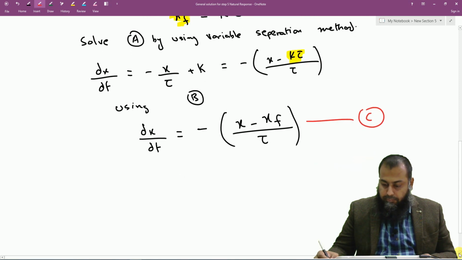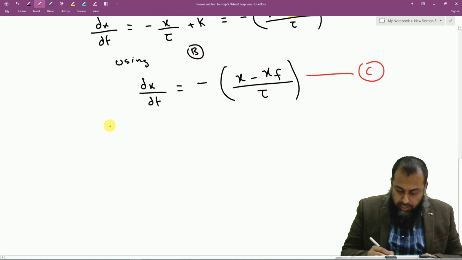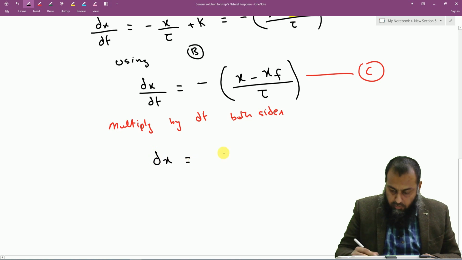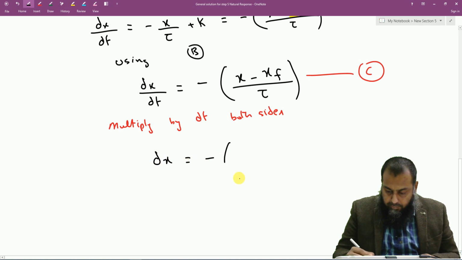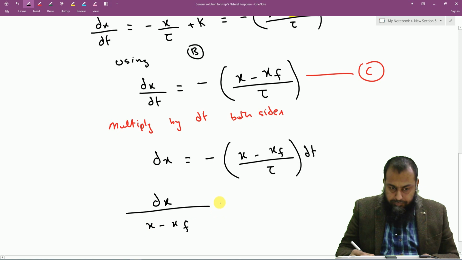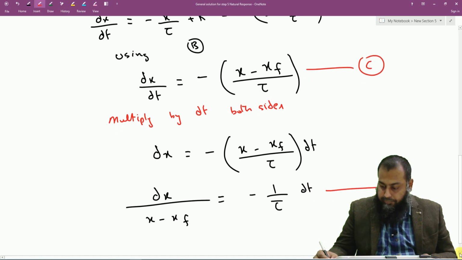Now that we have this equation C available, we can multiply both sides by dt, which gives me dx is equal to minus x minus xf over tau into dt, and thereafter I can also write this as dx over x minus xf is equal to minus 1 over tau dt, and let me call this one equation number D, right?